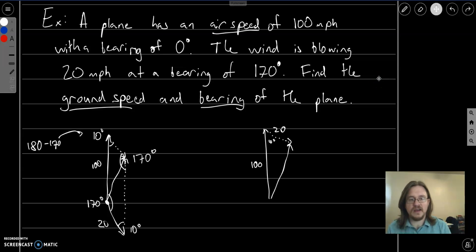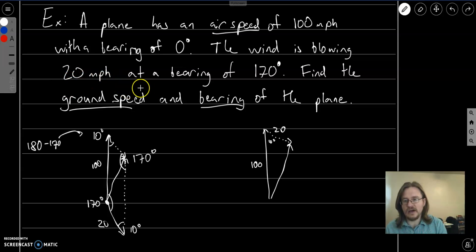Hello and welcome back. Let's finish up this example and do one more. So we were seeing last time that we have a plane that's trying to fly at 100 miles an hour with a bearing of 0 degrees from north, so it's trying to fly exactly due north. But there's a wind that's blowing it in a slightly different direction.